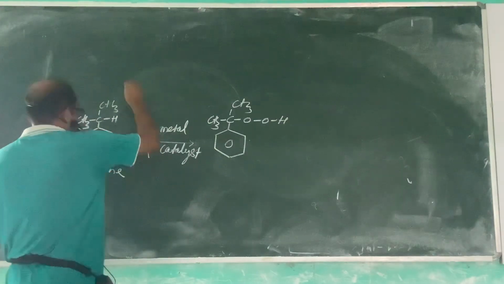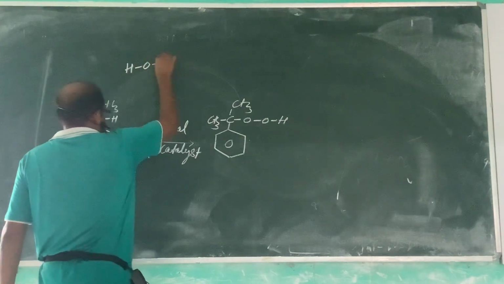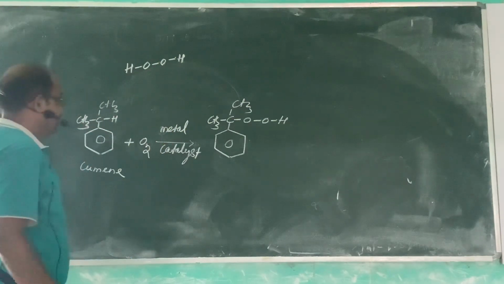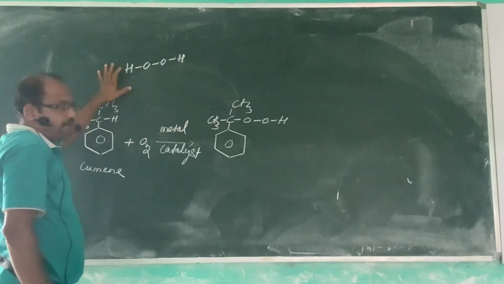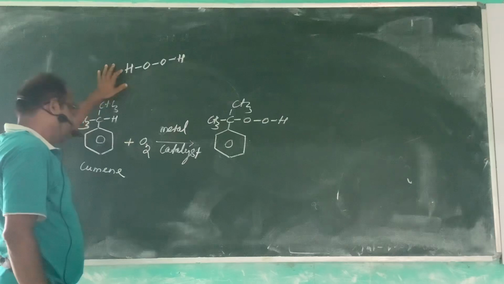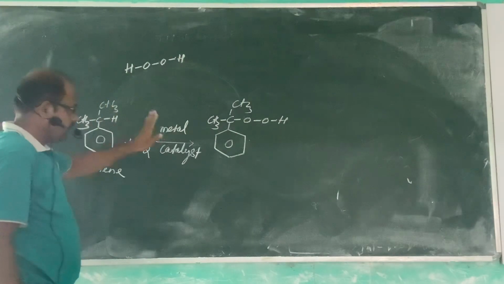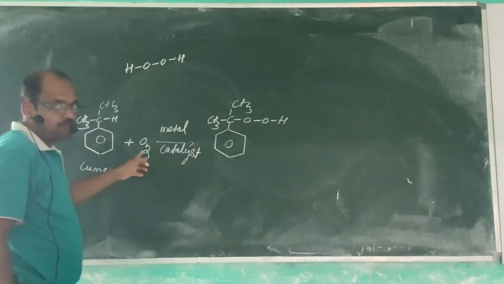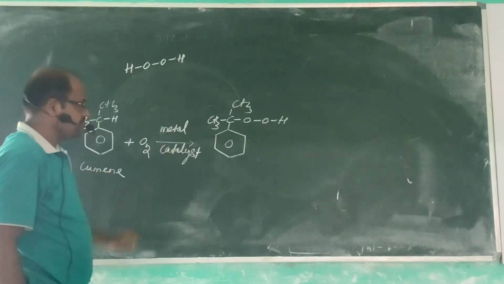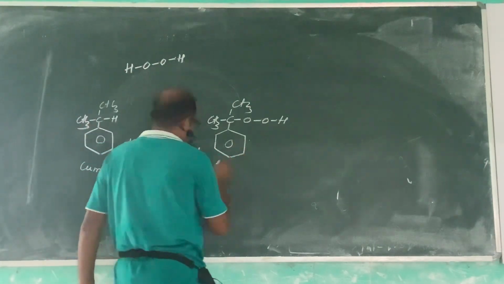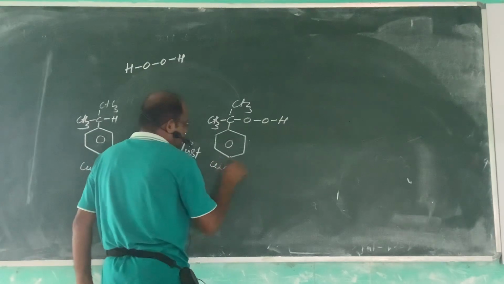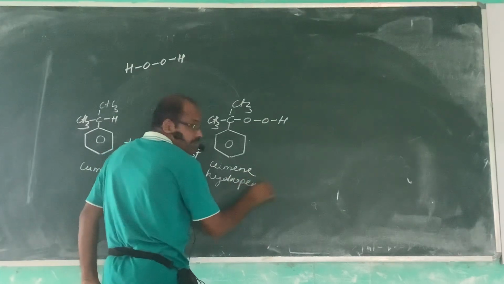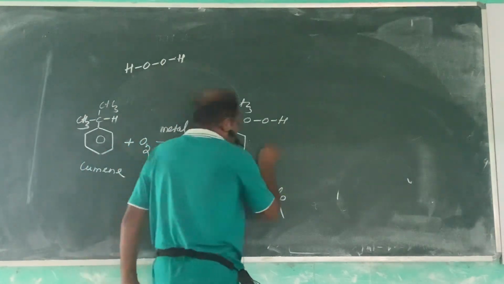You know that the formula for hydrogen peroxide is H2O2. Structurally it can be written like this. By replacing a hydrogen atom of hydrogen peroxide with cumene, we can get cumene hydroperoxide. That is obtained due to the oxidation of cumene with atmospheric air in the presence of a metal catalyst. This compound is called cumene hydroperoxide.